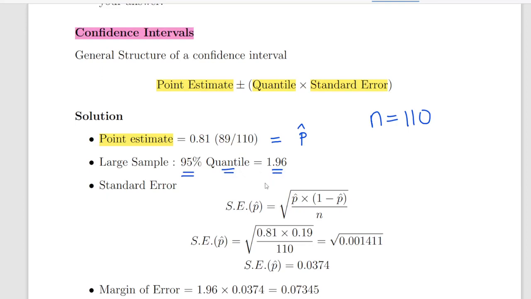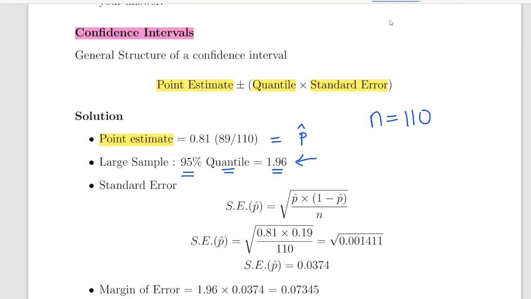Okay, so for the 95% quantile, that is 1.96. If you're not familiar with where that comes from, I'm not going to talk about it in this video, but surely after a while you will get familiar with the fact that for a 95% confidence interval, when you're dealing with a large sample, the quantile is 1.96. We're just going to take that as the number we're using, and if you're not sure where it comes from, we'll have to work on that separately.